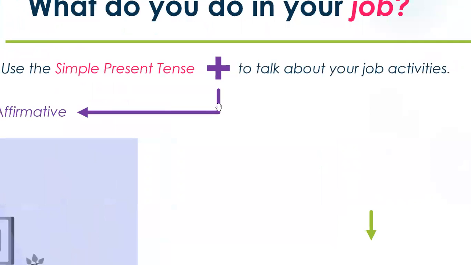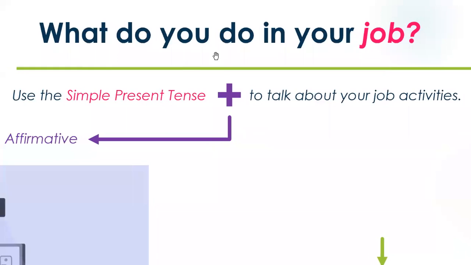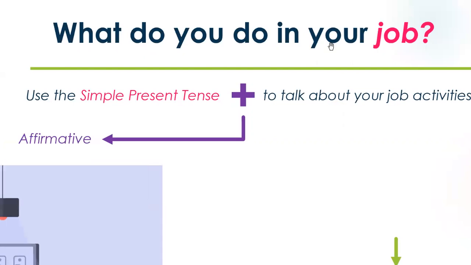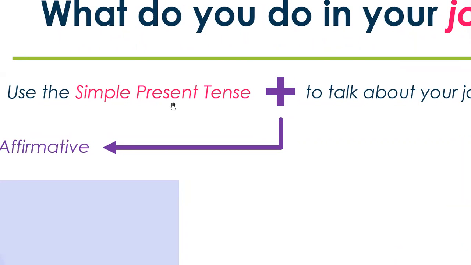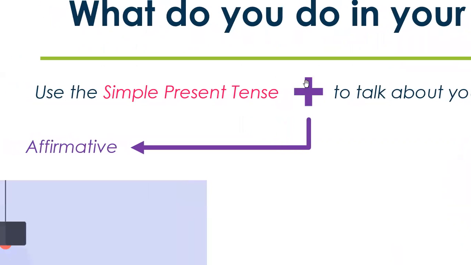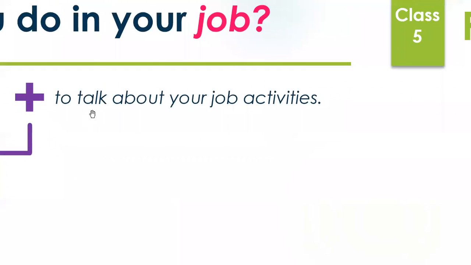Okay, good. And the next question, can you read it? This question that is on the top. What do you do in your job? All right. In this point, what do you do in your job? Let's see. Use the present tense. And that means? Affirmative. Use the simple present tense affirmative to your job activities. All right.